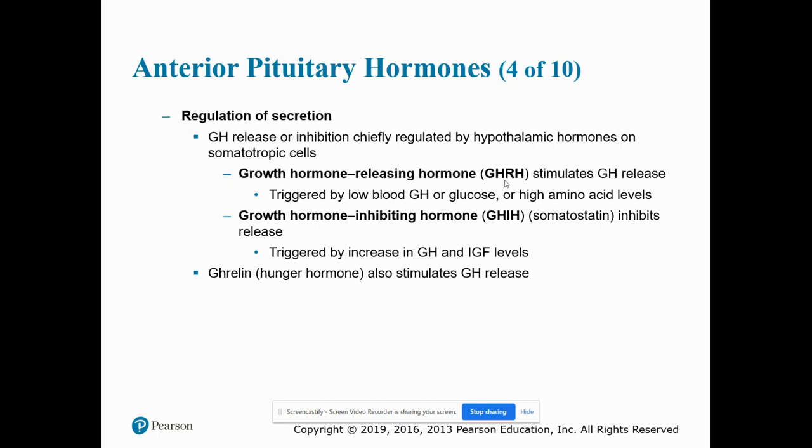Growth hormone inhibiting hormone inhibits the release of growth hormone and is triggered by either an increase in growth hormone in the blood or IGF levels. And then we have ghrelin, which is known as the hunger hormone. It also stimulates growth hormone release.